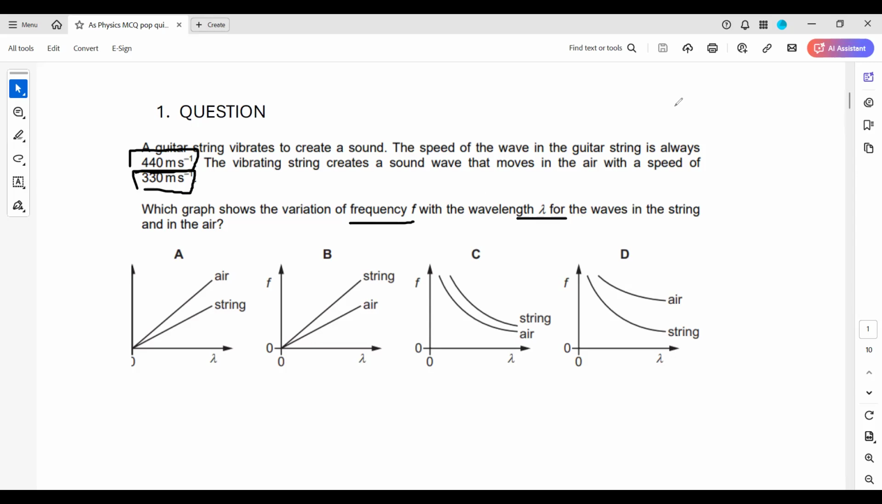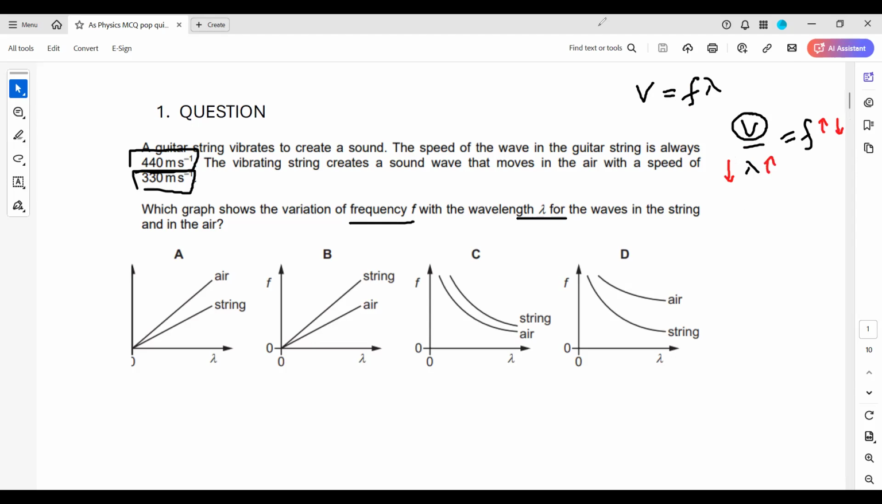So as we know, the speed is constant, and according to the wave equation, v equals f lambda. Or I can also say v over lambda is equal to f. If the speed is constant, not changing, it shows a relation between the wavelength and the frequency that is inversely proportional. If the wavelength is decreasing, the frequency will increase. Or if the frequency is decreasing, the wavelength will increase.